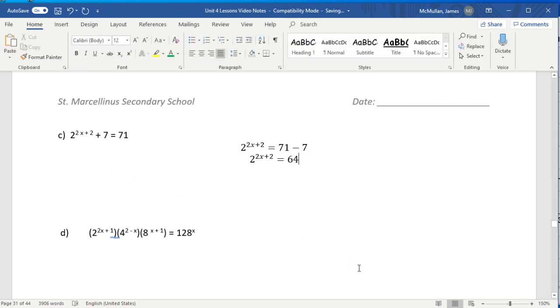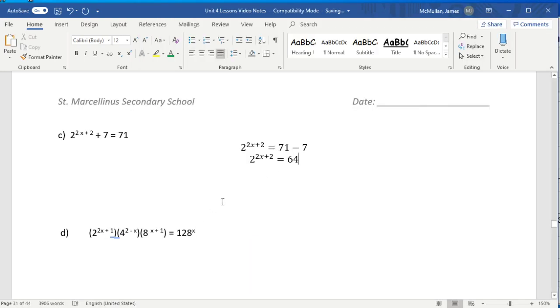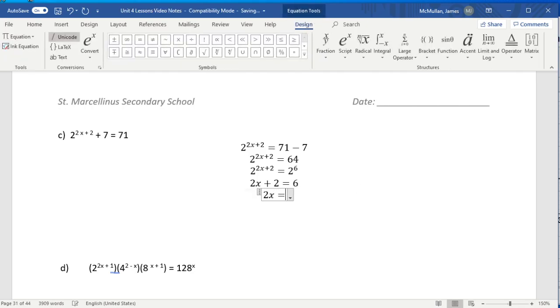Okay, and 64, if memory serves, 2 to the power of 6 is 64. So we could say 2 to the power of 2x plus 2 is equal to 2 to the power of 6. Therefore, 2x plus 2 equals 6. Therefore, 2x equals 4. Therefore, x equals 2.